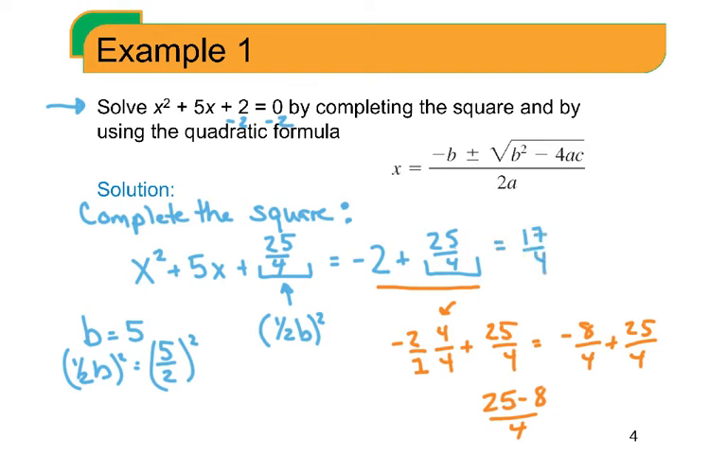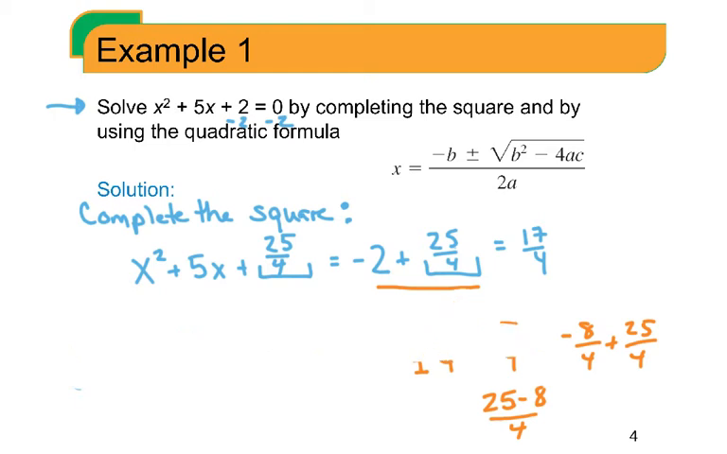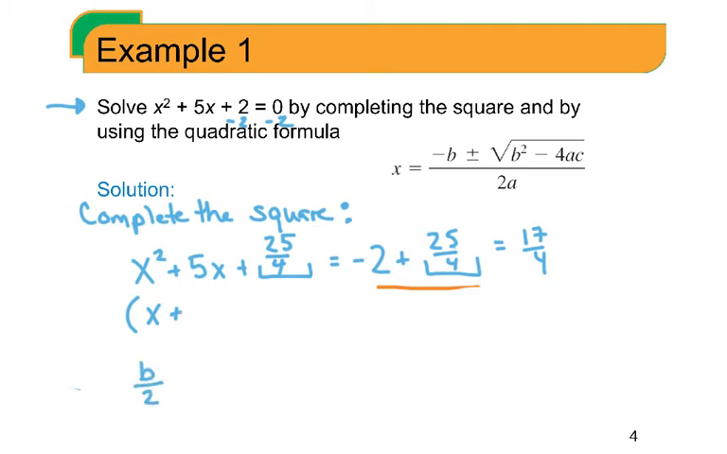Okay, so let's get some more room. I will just erase this down here now. And we're ready to factor. So how does this factor on the left-hand side? Well, this is going to be x plus b over 2, or 1/2 b. These are the same thing. So that was 5 halves squared, and that equals 17 fourths, right?